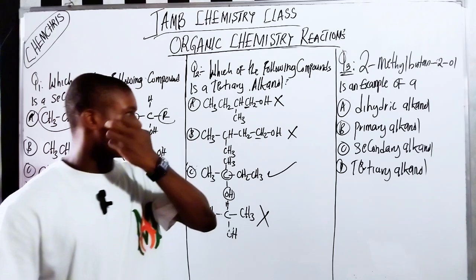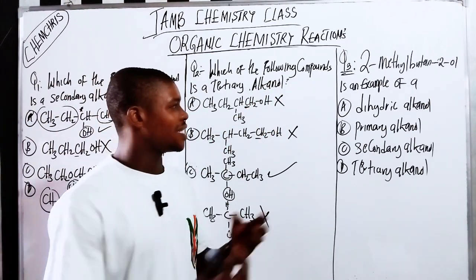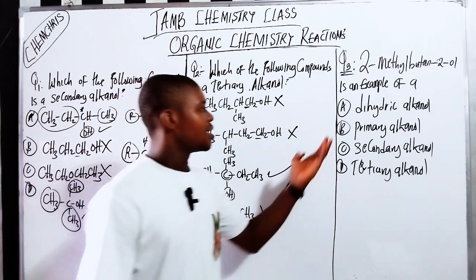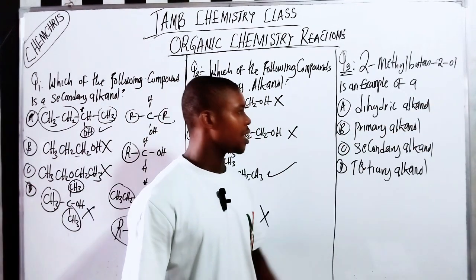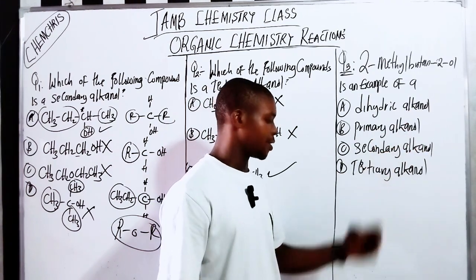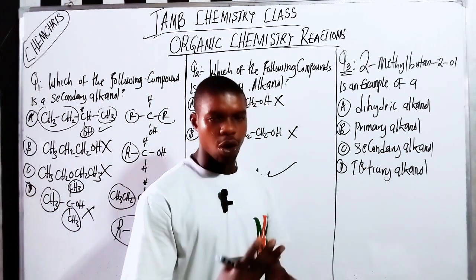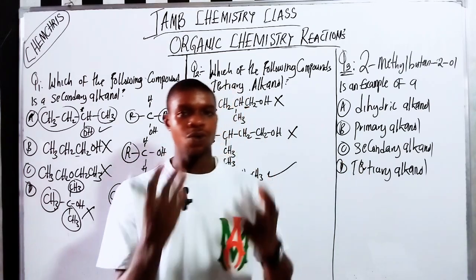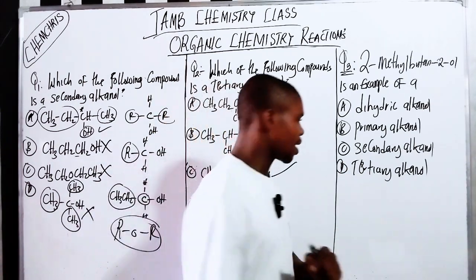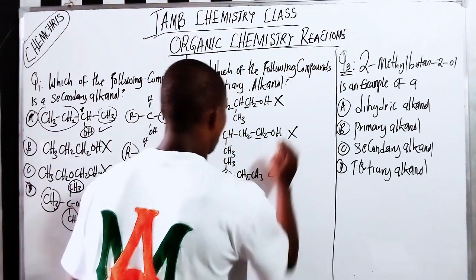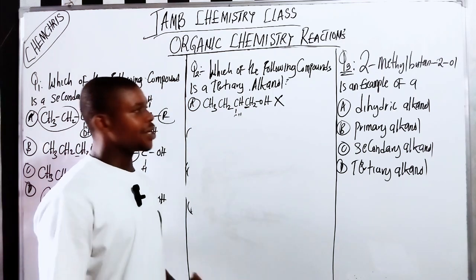So now let me move to the next one, the third one. 2-methyl butyl 2-ol is an example of a dihydric alcohol. They're not like dihydric alcohol, so that one is already out. Is it primary, secondary or tertiary? Now this is where you have to draw the structure of the compound before you can actually detect if it's a primary, secondary or tertiary alcohol. So now let's draw the structure. How do you draw the structure?